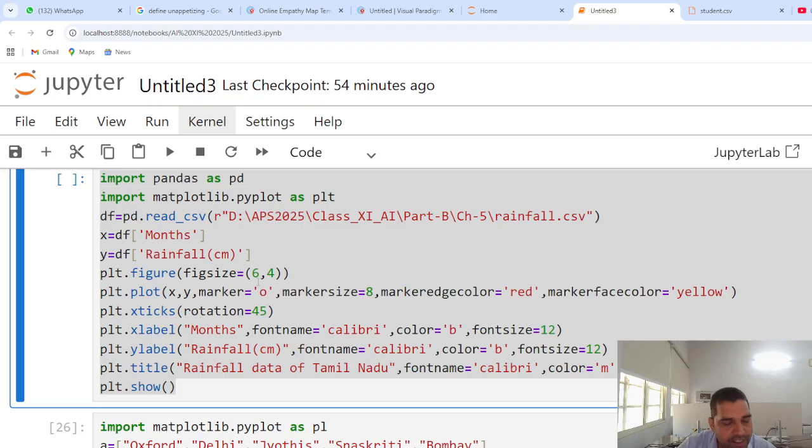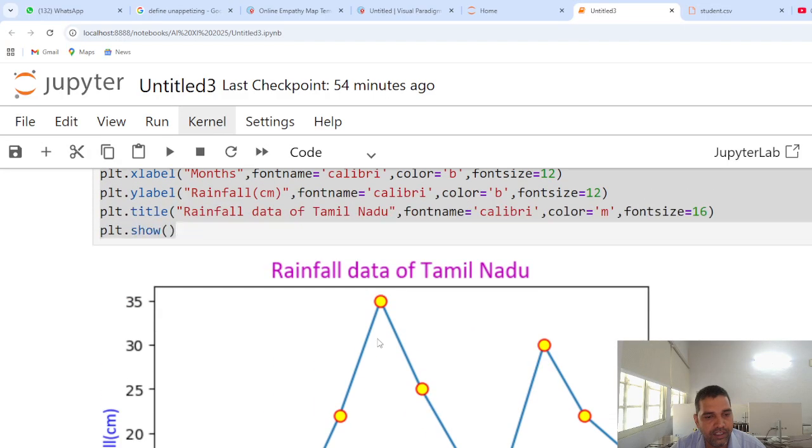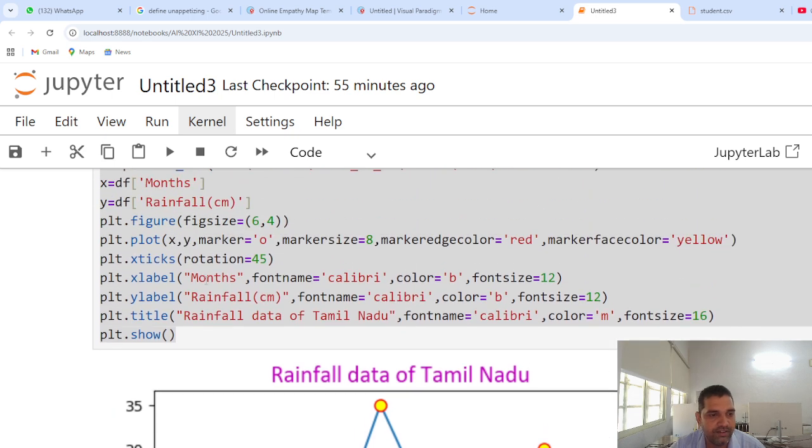Figure size is mentioned as 6, 4, which means 6 width and 4 height. Now the marker used here is a circle. Marker size 8, color red, marker face color yellow. Here the line color is not mentioned, so let us run the code and see. The default line color is taken as blue, and the marker face color is yellow and the edge color is red, which we have mentioned.